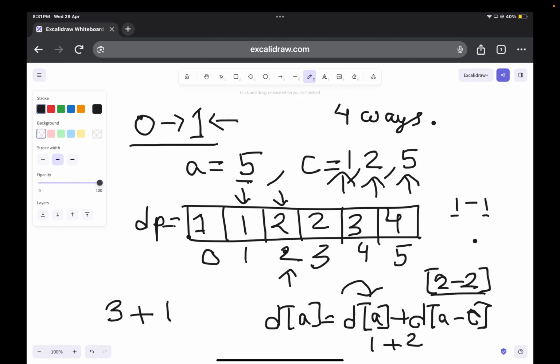Now the last answer, for amount 5, will be stored here. So you just return this amount. Got the logic, everyone? Yes, you need to practice all these questions. This is difficult to guess if you are doing it for the first time. But as you keep practicing the questions, you will get it.